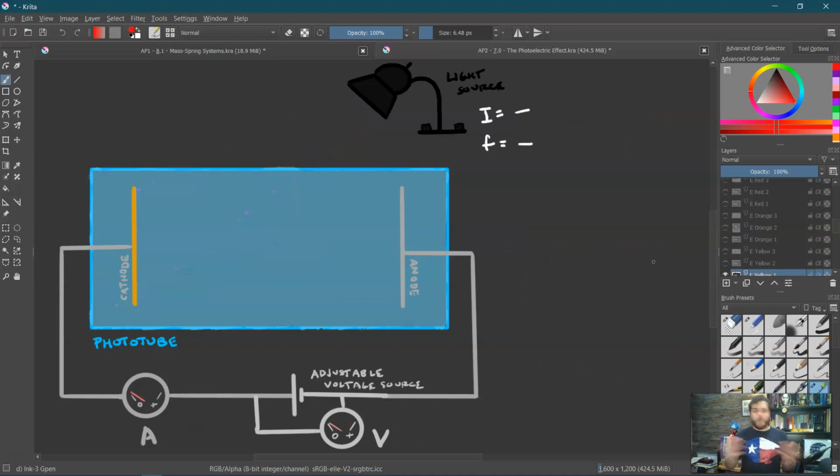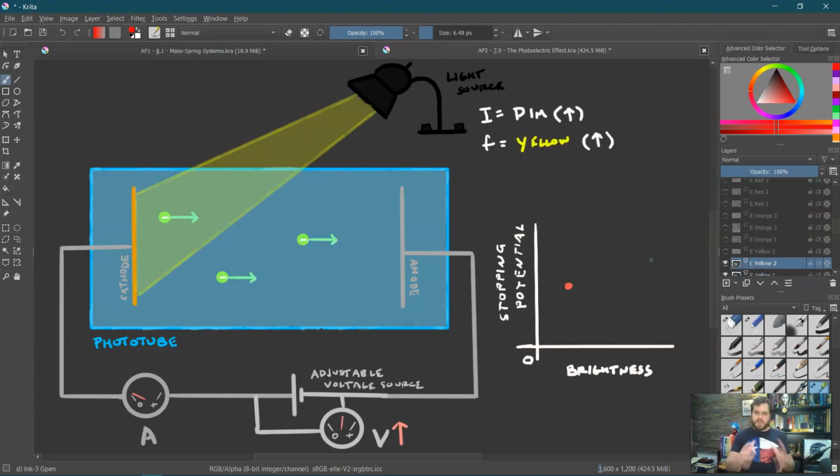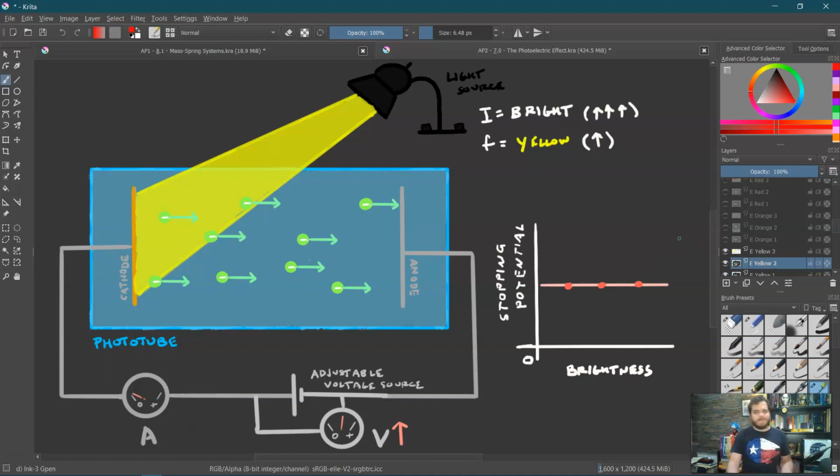But maybe that's just a quirk with violet light. So let's go ahead and change the frequency a bit. Let's go to some yellow light. And when we do that, okay, we've got that going. We've got a pretty medium stopping voltage here. And if we turn the brightness up, nope, it also stays constant. Doesn't seem to have any effect.